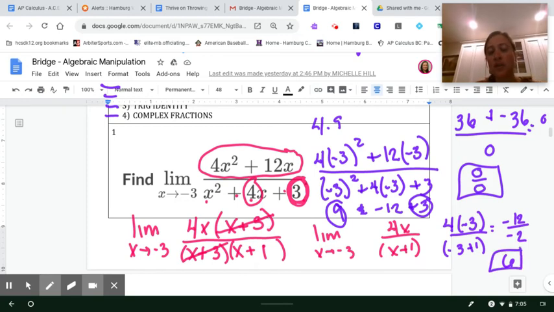So I started with direct substitution. I manipulated using factoring, and then I did direct substitution at the end to get an answer.